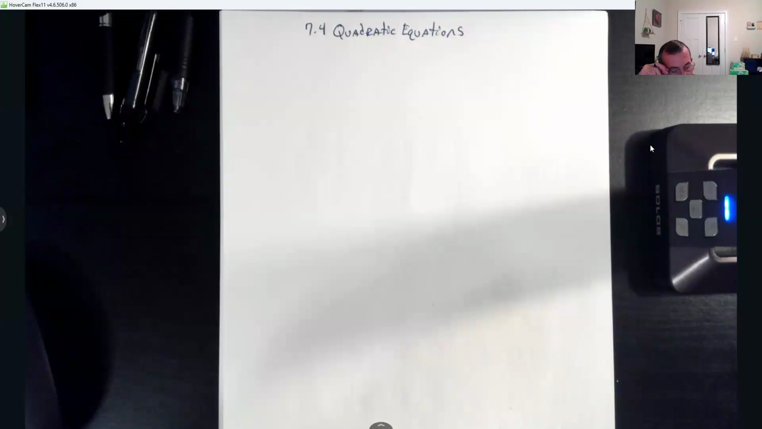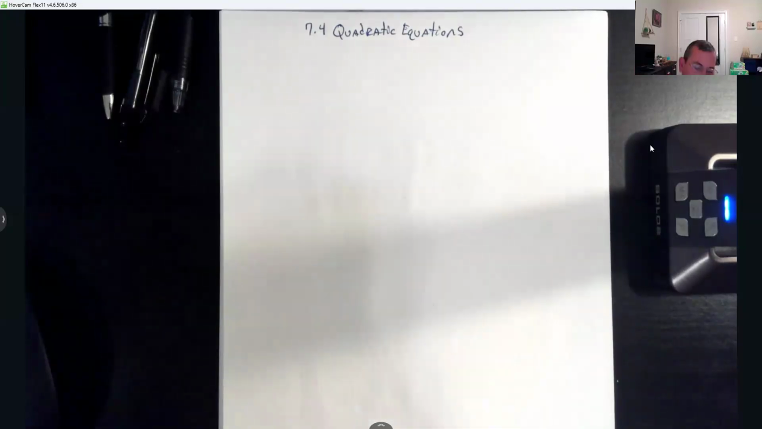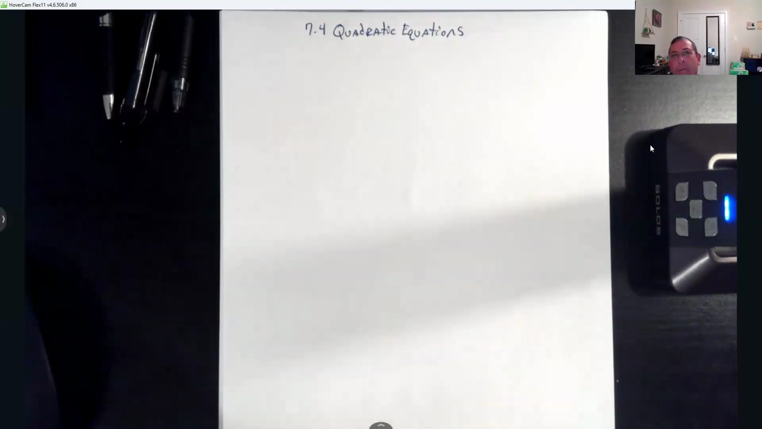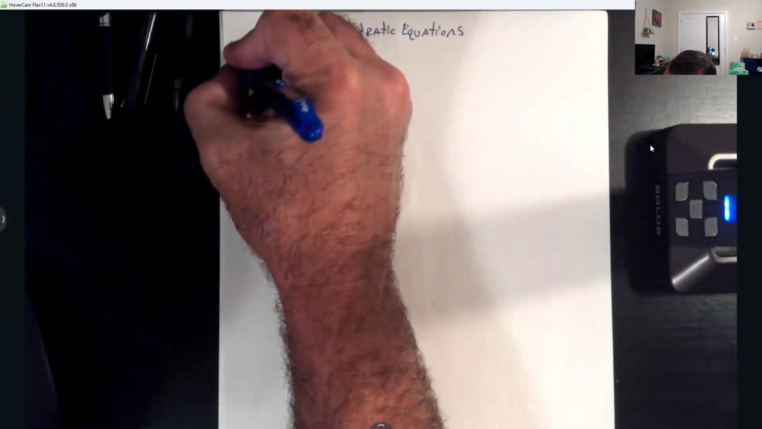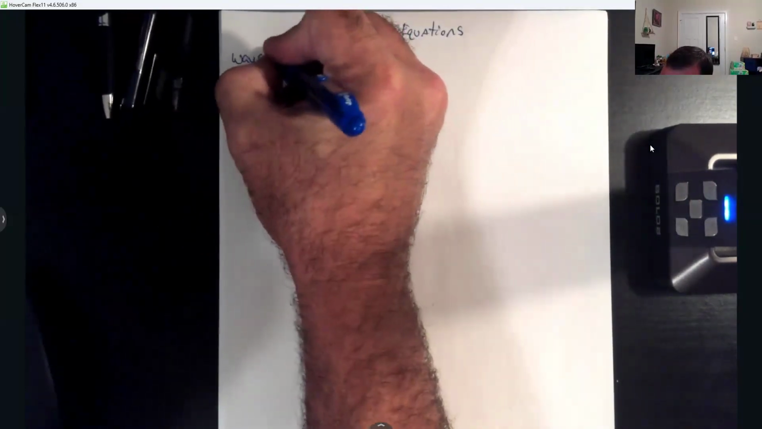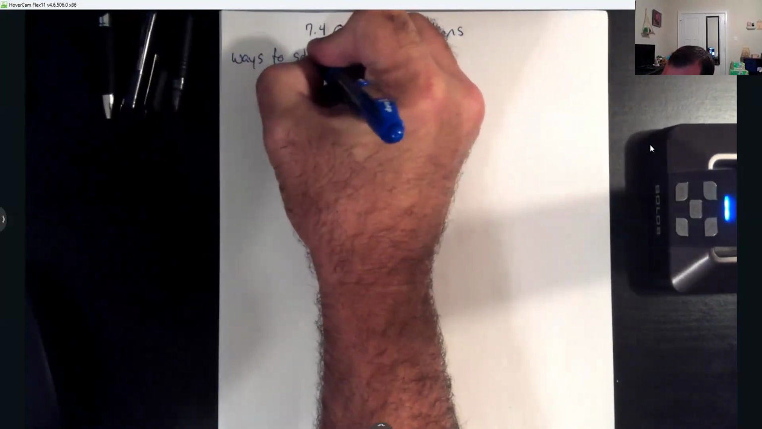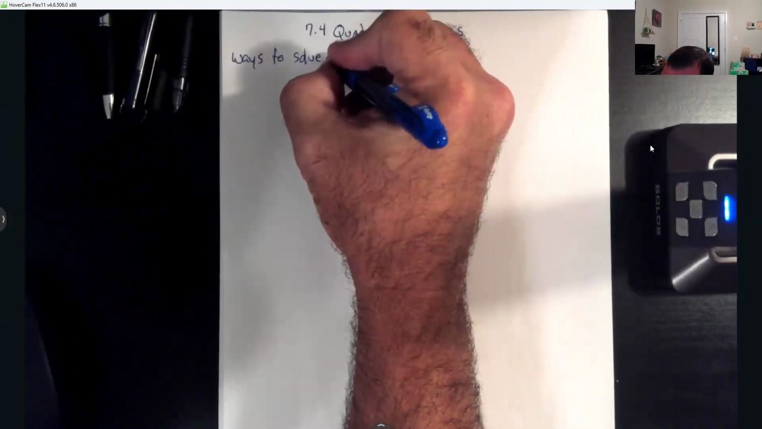All righty, so I will say this. On the first one, we're going to solve that by factoring. But the rest of these are not going to be able to be factored, so we're going to find other ways to solve them, okay? Now, I will say, the three ways to solve quadratic equations.